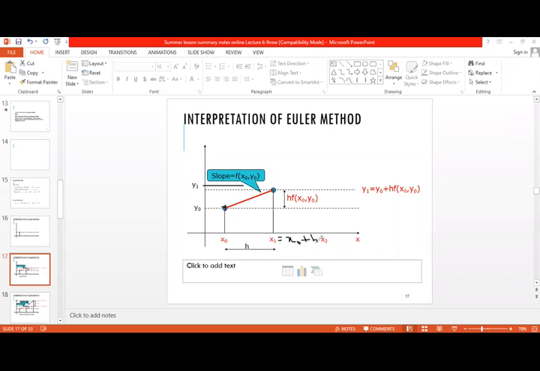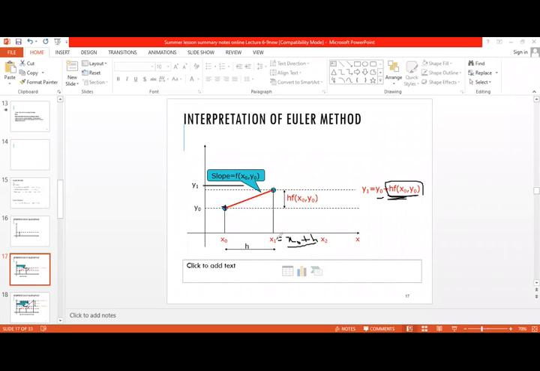Then based on this value, we find y1, which is what? Y1 is y naught plus what? The step size times the derivative function at x naught, y naught. So in other words, this is the increment from y naught. So we keep looking at the small increment, the small change in y, as x changes with a common step size.